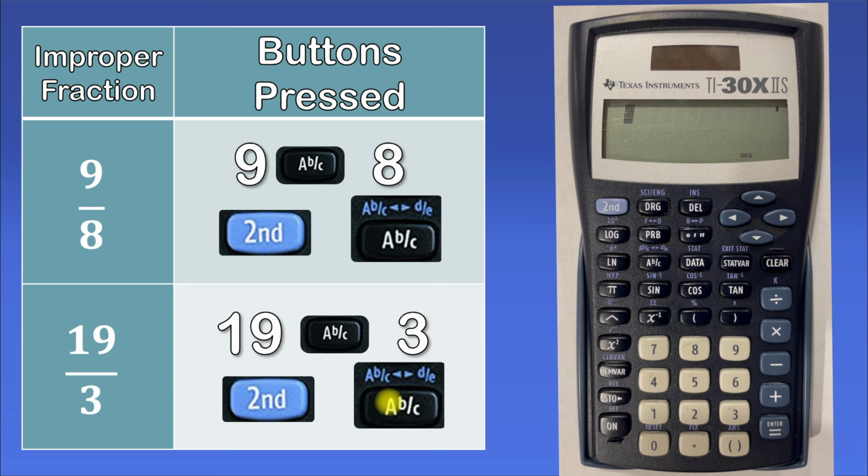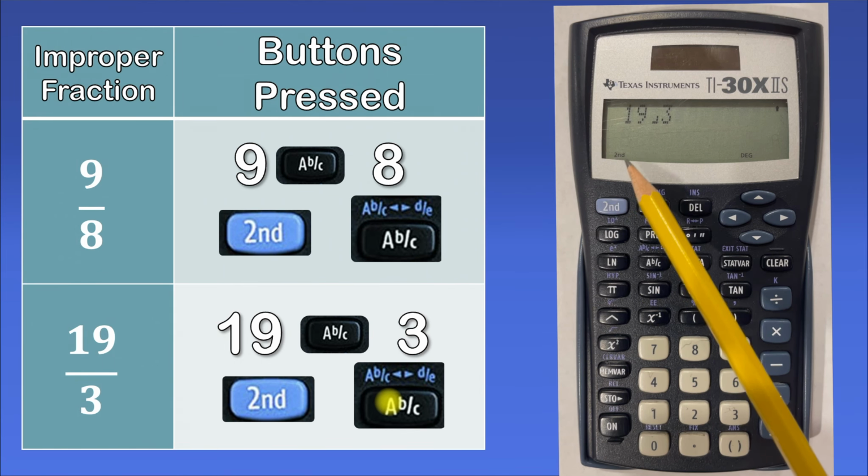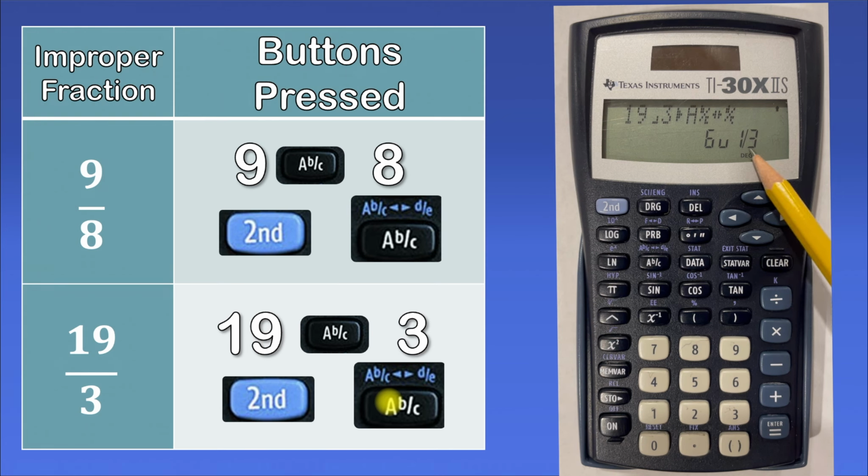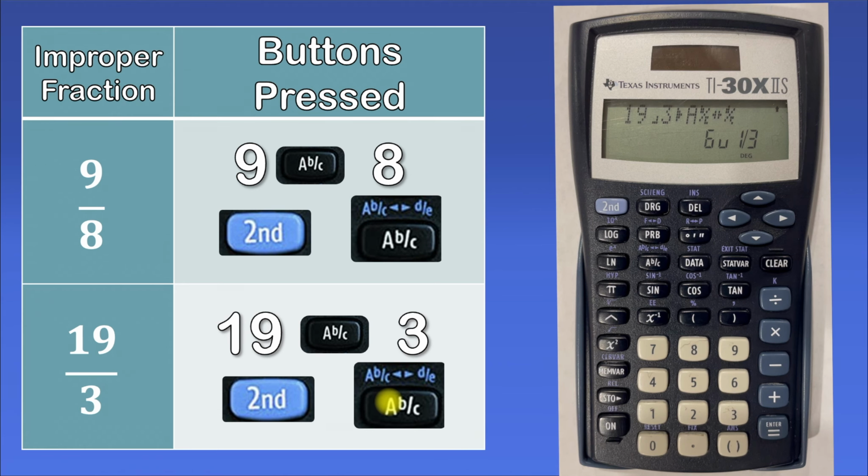Let's do that in the calculator. So we'll enter 19, then ABC, then 3, then we'll hit the second button, and the calculator just told us that it knows we hit it, and then we'll hit ABC again, and then we'll hit enter. And that gives us 6u1/3, and that's just the calculator's way of writing 6 and 1/3. Let's look at our next example.